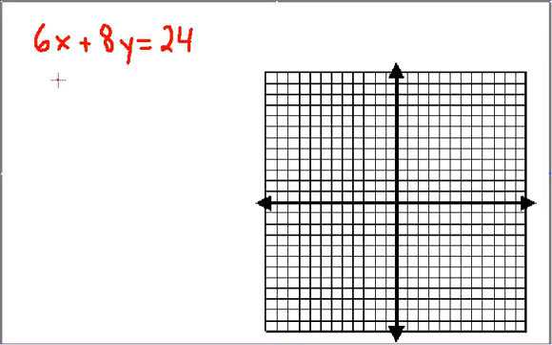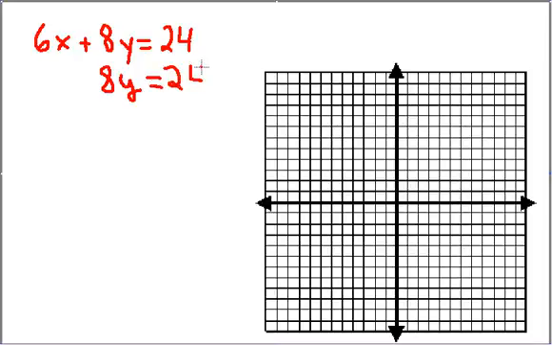But what's further, if we can make one of these values 0, we can then find the intercept of the other variable and then reverse it and make that variable 0 and then find the intercept of what comes before it, and then just connect those 2 points, and that becomes our line for the graph of that equation. So if we go ahead and make x 0 here, 6 times 0 is 0. That then just leaves us with an 8y equals 24.